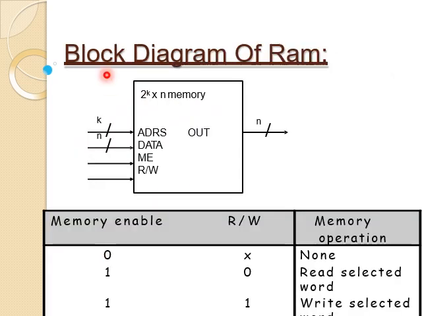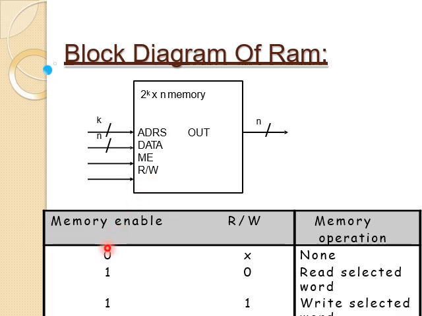Now we'll see the block diagram of RAM. Here the capacity or size of RAM is represented as 2^k × n memory, where k represents the number of address lines, n represents the number of input data lines as well as output data lines, ME represents memory enable, and R̄/W represents the read and write operation.